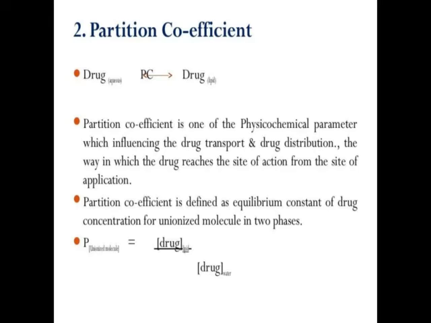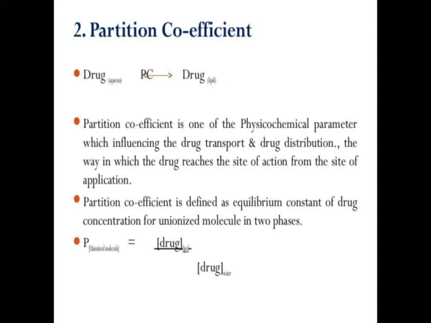The next part is the partition coefficient. As we have discussed, the drug should have both properties, the hydrophilic property and the lipophilic property. So what is their ratio? In what ratio do they dissolve in the oils or in the water? That ratio is called the partition coefficient. So what is the partition coefficient? It is a physicochemical property, defined as the equilibrium constant of drug concentration of unionized molecules in two phases.